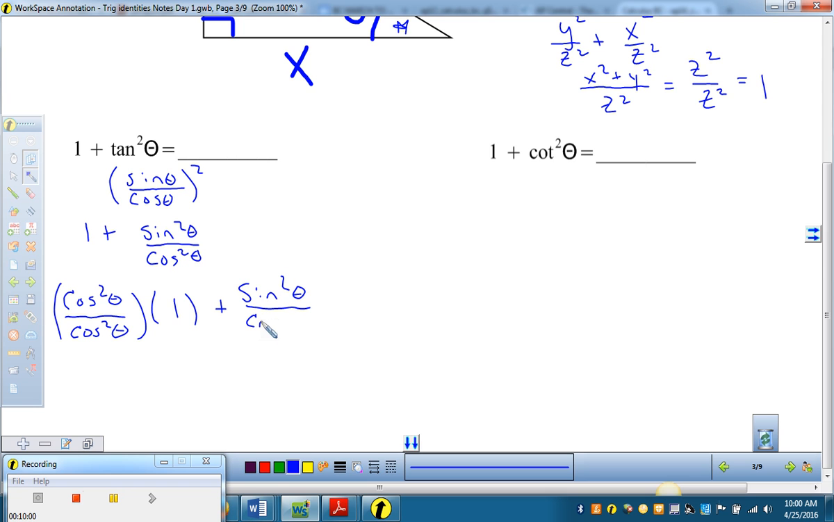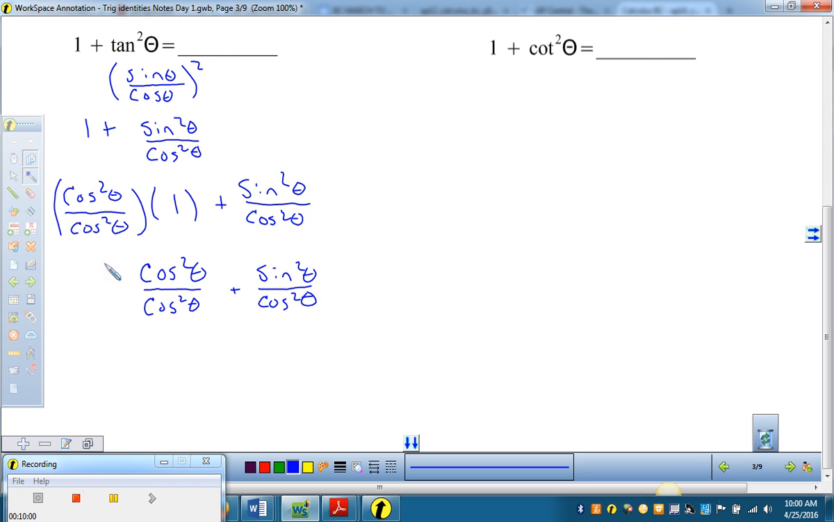We're just getting a common denominator. So I'm just multiplying 1 by cosine squared over cosine squared, so that it now has a common denominator. So now I have cosine squared theta over cosine squared theta plus sine squared theta over cosine squared theta. They have the same denominator now, correct? So I can write it as one fraction, can't I? So it'll all be over cosine squared theta.